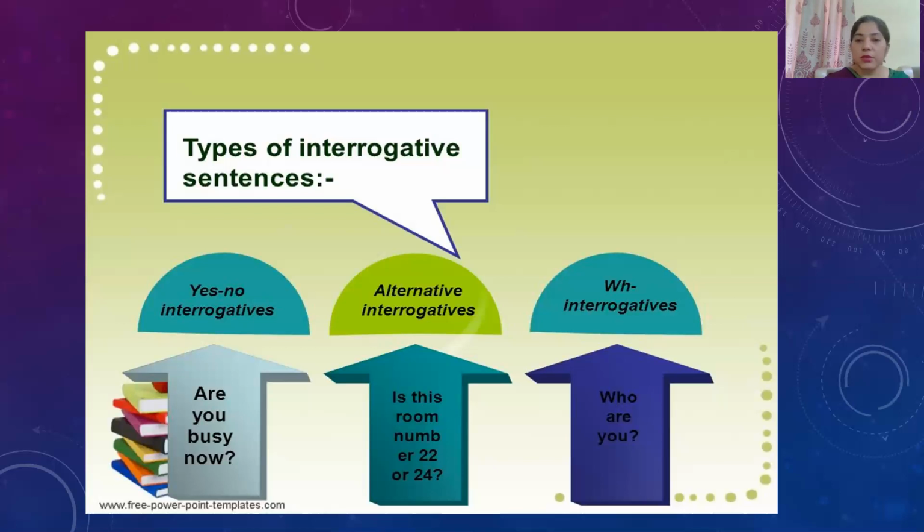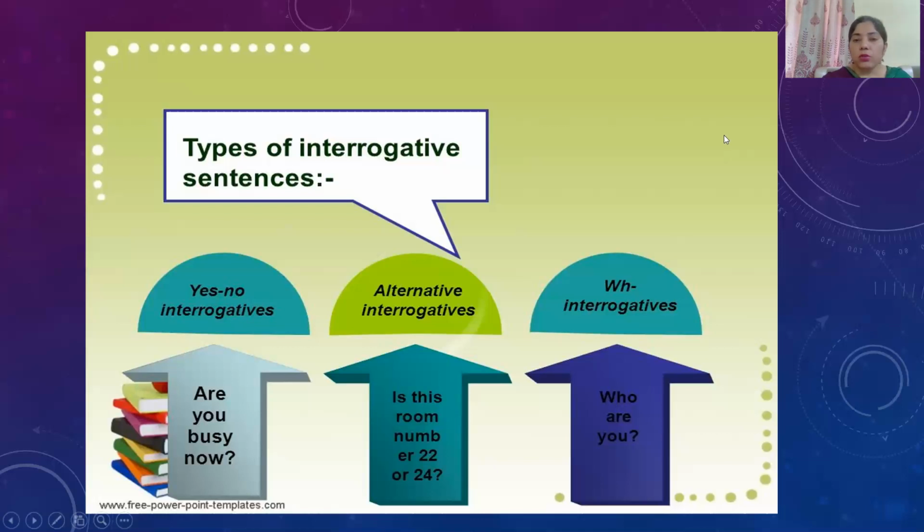Third type of interrogatives are the WH family. What, when, where, who, why. They demand a specific answer. They might have open-ended answers. For example, who are you? Where do you live? What are you doing these days? So such interrogatives demand a specific answer. So these are the three types of interrogative sentences which we come across in English.